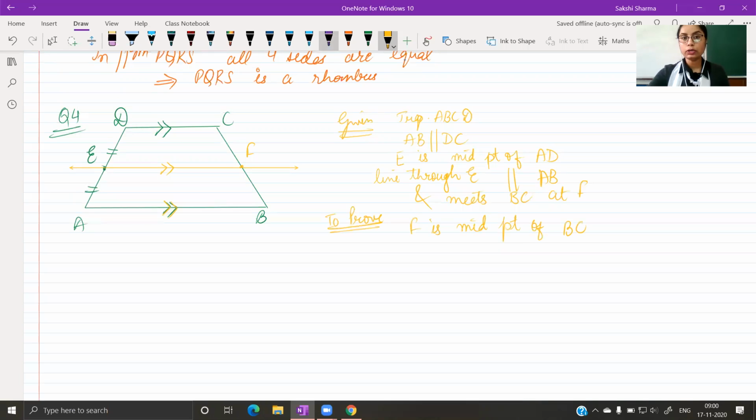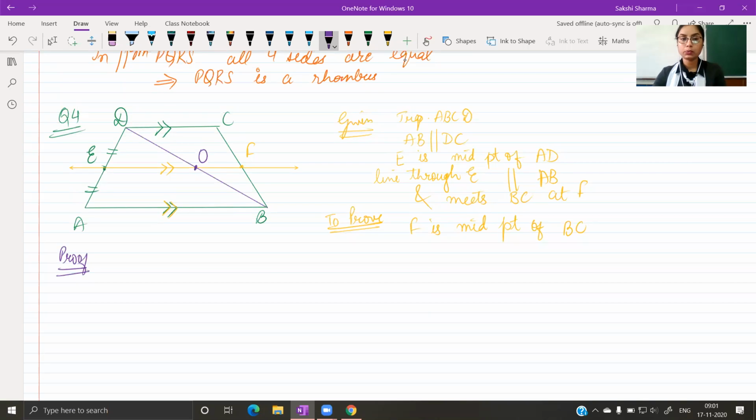So this is what the question will actually be in case they don't give you the diagonal. You will be given only a trapezium, the midpoint of one side, and a line through that midpoint parallel to either of the parallel sides, and then the line meets the opposite side at a point. You have to prove that the point F is the midpoint. Right now, since diagonal BD is given to us, I don't have to worry, but otherwise I would be making a construction, and you can mark the point of intersection as O. It will be a construction if it's not given.